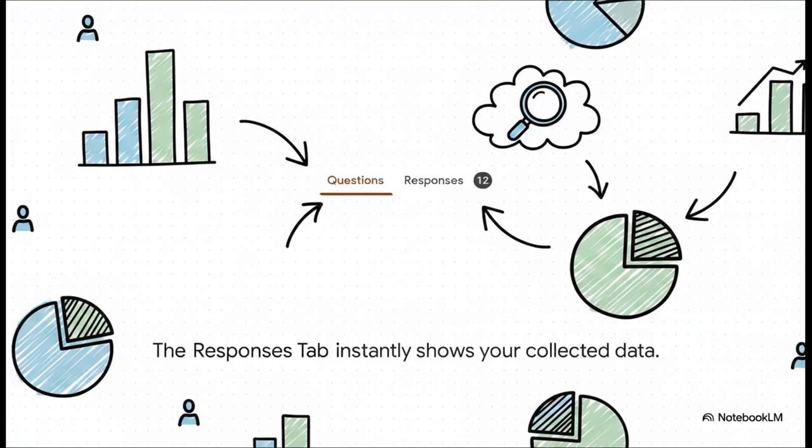Back in your editable form view, right next to your Questions tab, you're going to see the Responses tab. Notice that handy little number right there on the tab itself? That instantly tells you exactly how many people have fully completed your survey. It gives you real-time feedback without even having to click into it.